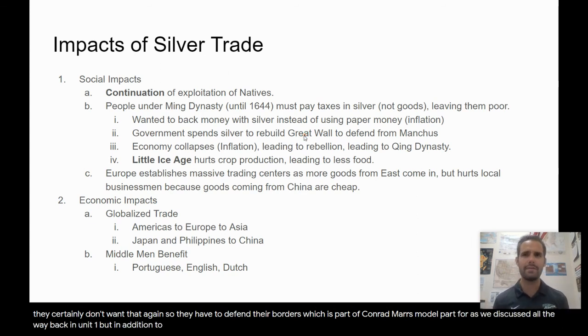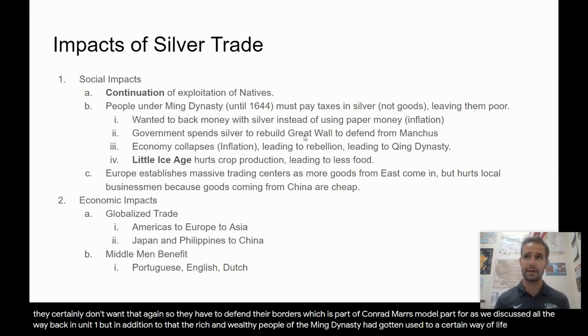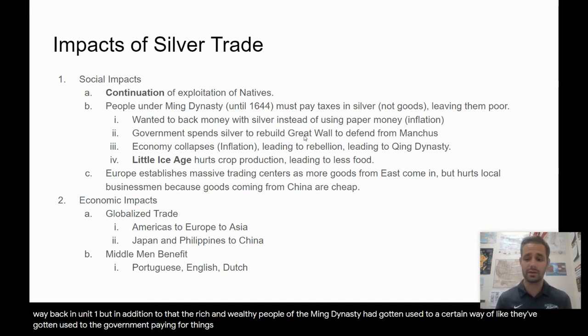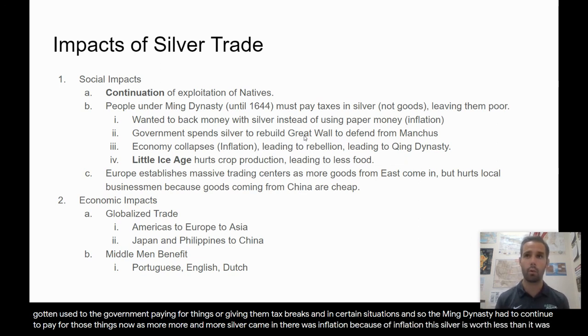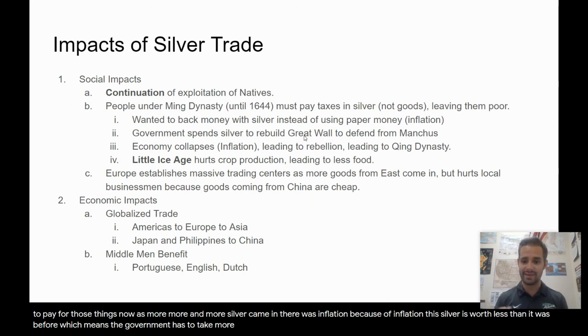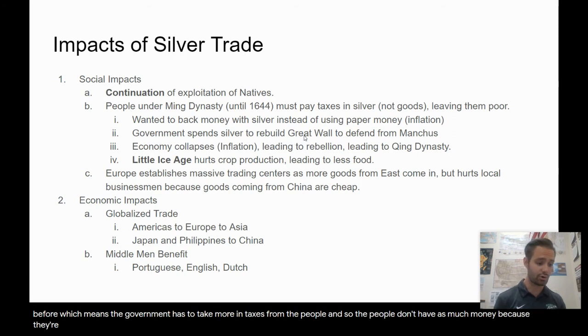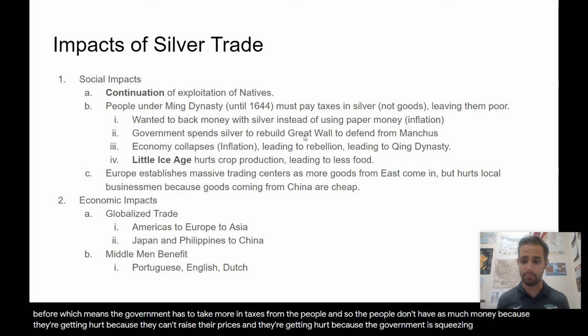But in addition to that, the rich and wealthy people of the Ming Dynasty had gotten used to a certain way of life. They had gotten used to the government paying for things or giving them tax breaks in certain situations. And so the Ming Dynasty had to continue to pay for those things. Now, as more and more silver came in, there was inflation. Because of inflation, this silver is worth less than it was before, which means the government has to take more in taxes from the people.